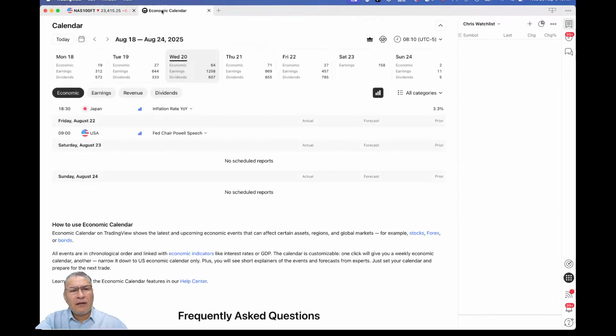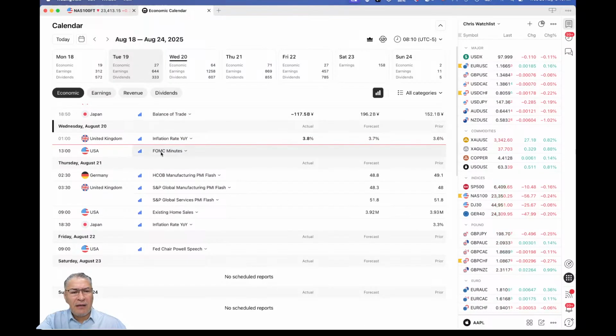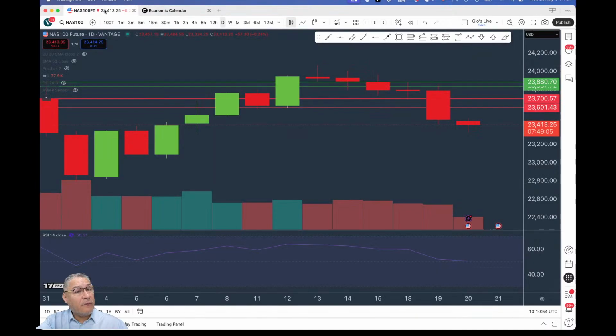Economic news: take a look at the calendar. What's coming today is the FOMC minutes later on today. That's going to be one of those catalysts that could bring more fluctuation to the market. And we have the Jackson Hole meeting later in the week, tomorrow and Friday. So Friday is going to be one of those days with a lot of fireworks.